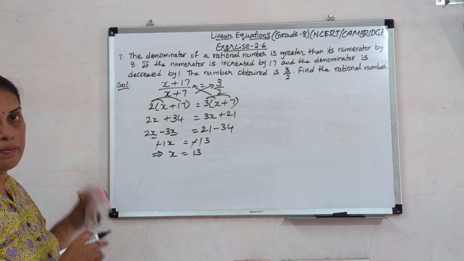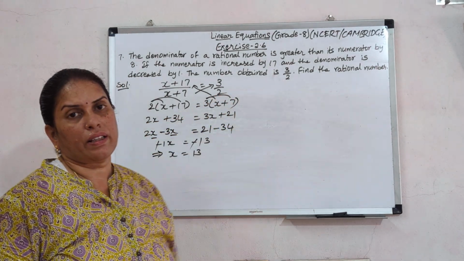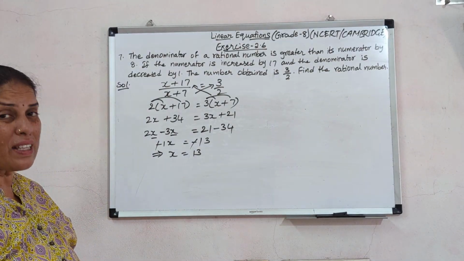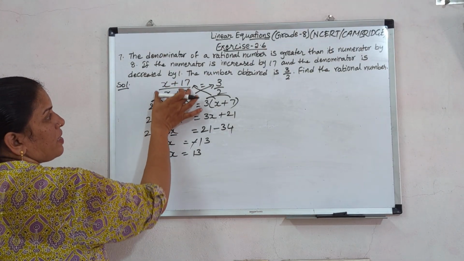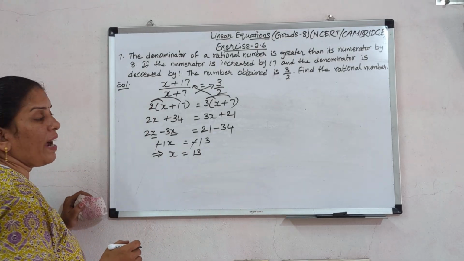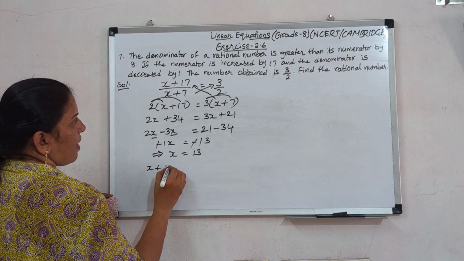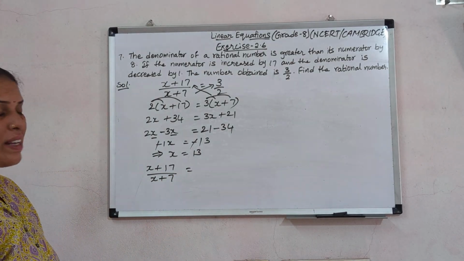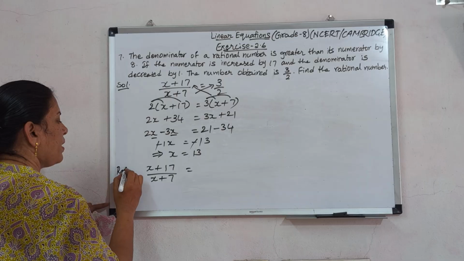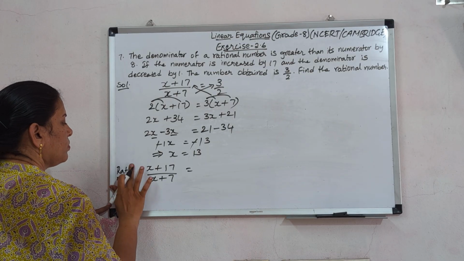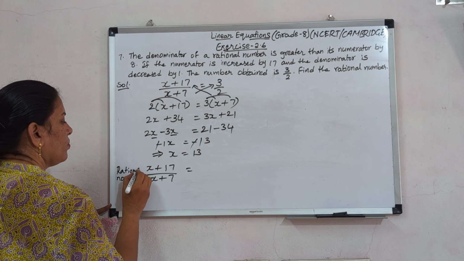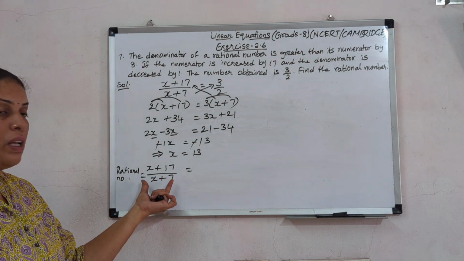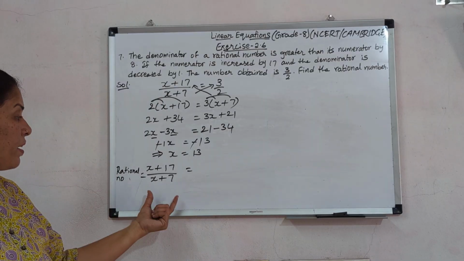But this is not the answer now. Find the rational number they give. Substitute this value in the, what is the rational number here? This one is the rational number. Okay. Find the rational number. x plus 17 by x plus 7. Okay. What is the rational number? Rational number is equal to, this is what we got as the rational number. Which one? After adding to the numerator and denominator, we got this one.